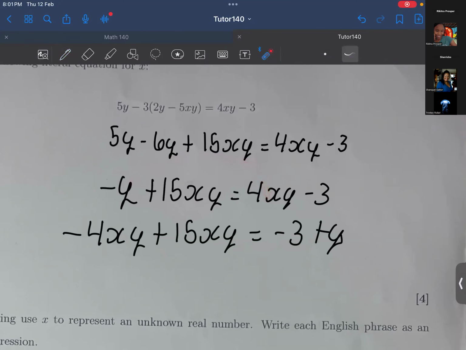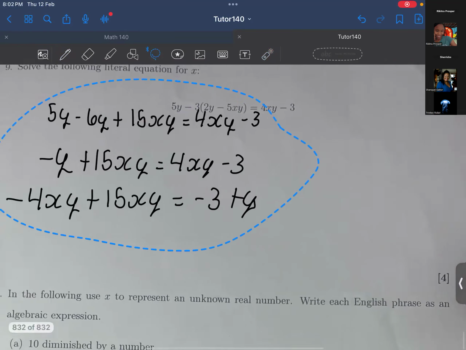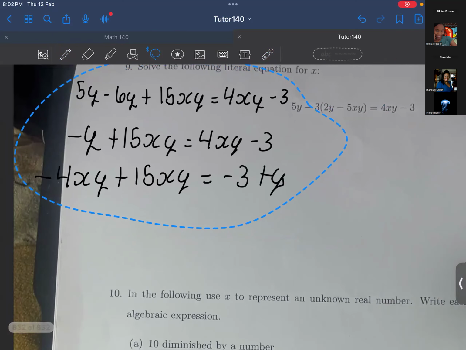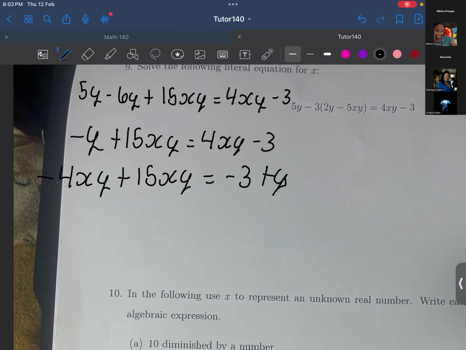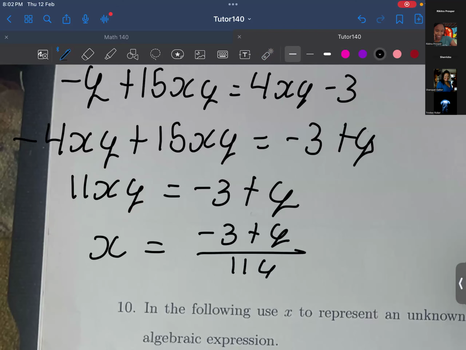Negative 4xy, send that over here, and then send the y over here, that'd be positive. We could simplify these two because 15 minus 4 is 11, so that'd be 11xy is equal to minus 3 plus y. You're going to divide both sides by 11y because we want to isolate the x. So x is equal to minus 3 plus y divided by 11y.